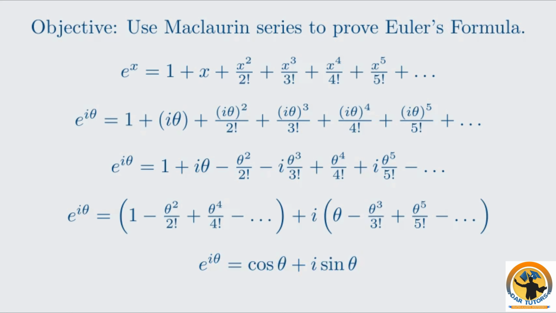And there you have it. By substituting into the Maclaurin series for e to the x, we have proven Euler's formula: e to the iθ equals cosine θ plus i sine θ. This is a beautiful example of how Maclaurin series connect different areas of mathematics and provide a rigorous foundation for complex numbers and trigonometry. We have now covered the core concepts of Maclaurin series.